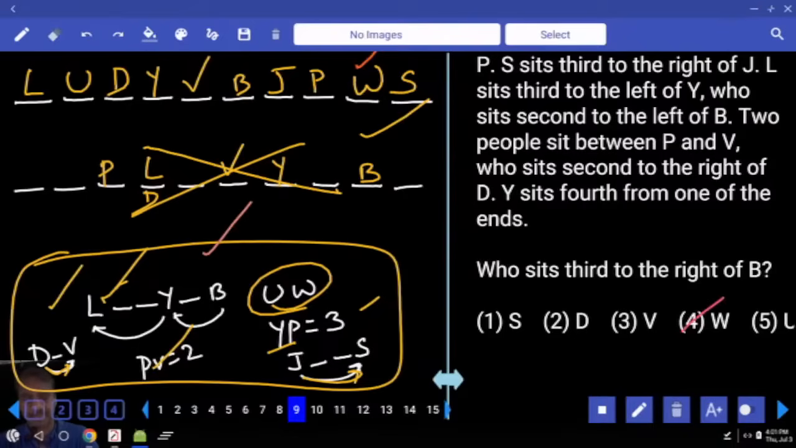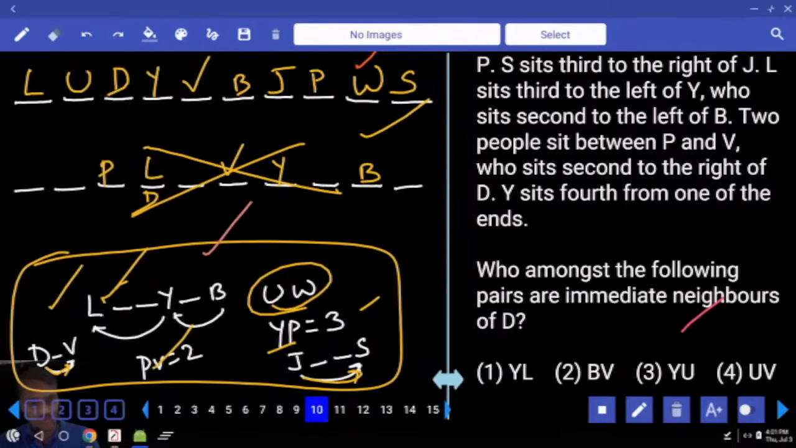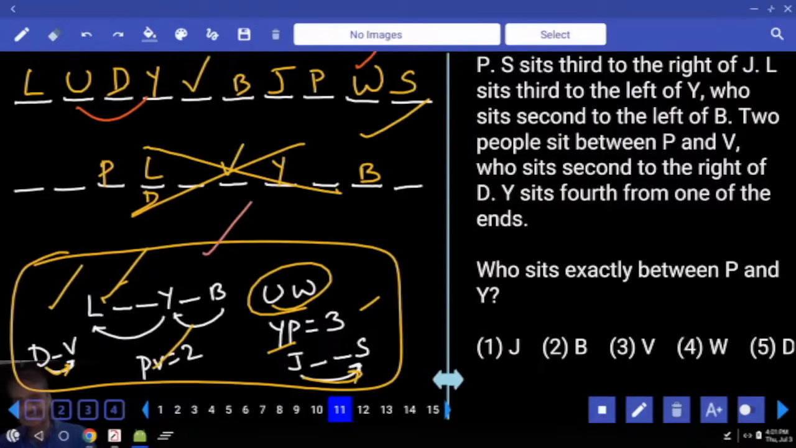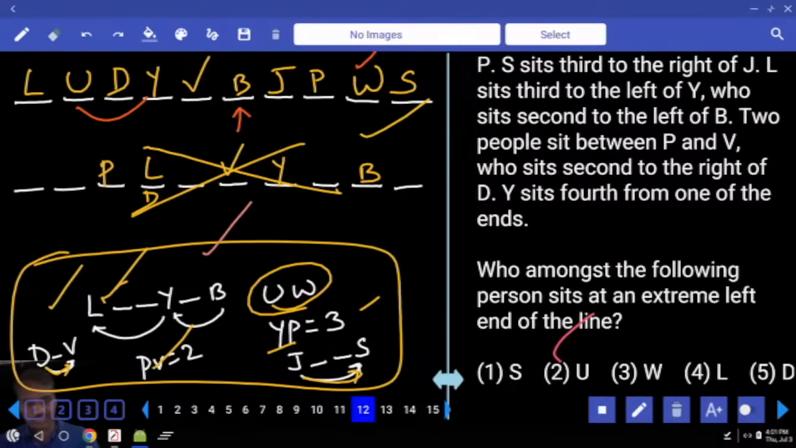Question number 9. Then the 10th one. And which among the following pairs are immediate neighbors of D? D's immediate neighbors are U and Y. Now U and Y is choice 3, question number 10. Does it match or not? Then the 11th one. Who sits exactly between P and Y? Now between P and Y, who is that one? B. Now B, that is choice 2, question number 11.